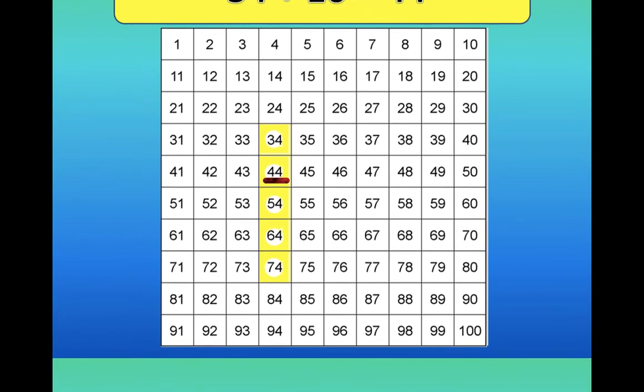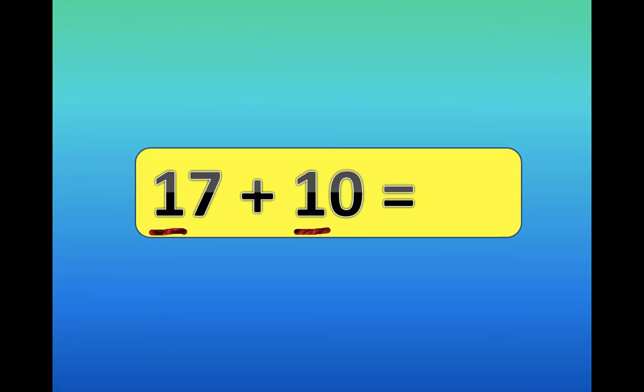Now let's have a look at another sum. What is 17 plus 10? Always remember, you will add the ones to ones and tens to tens. So what is 7 plus 0? Well done, it's 7. And what is 1 plus 1? Well done, it's 2. So 17 plus 10 is, excellent, 27.